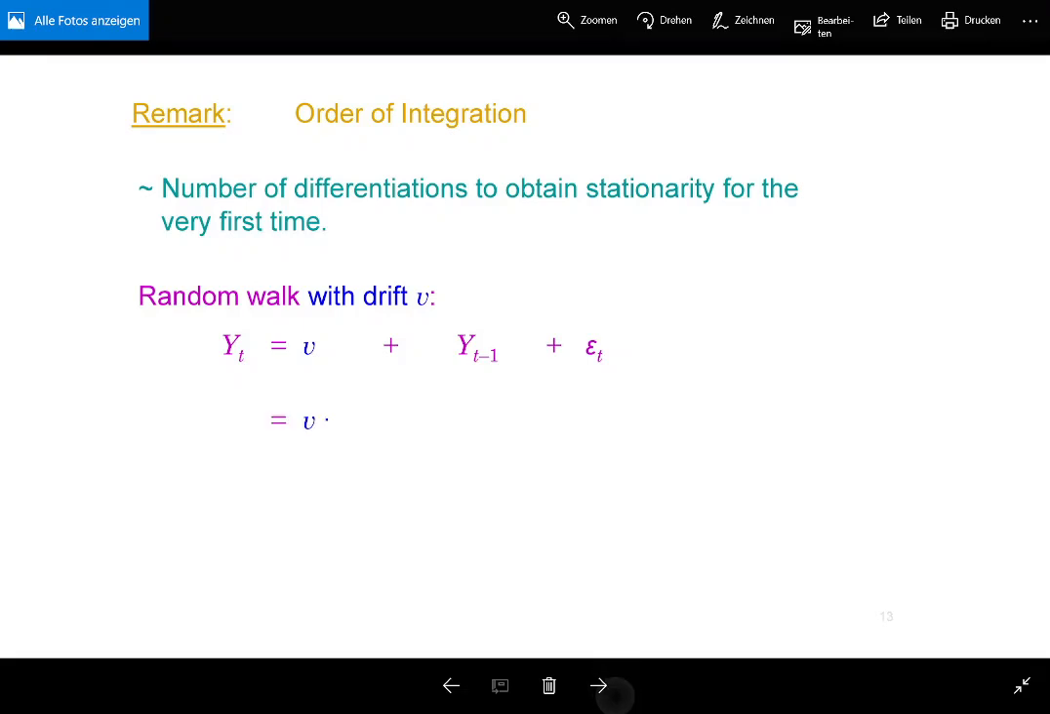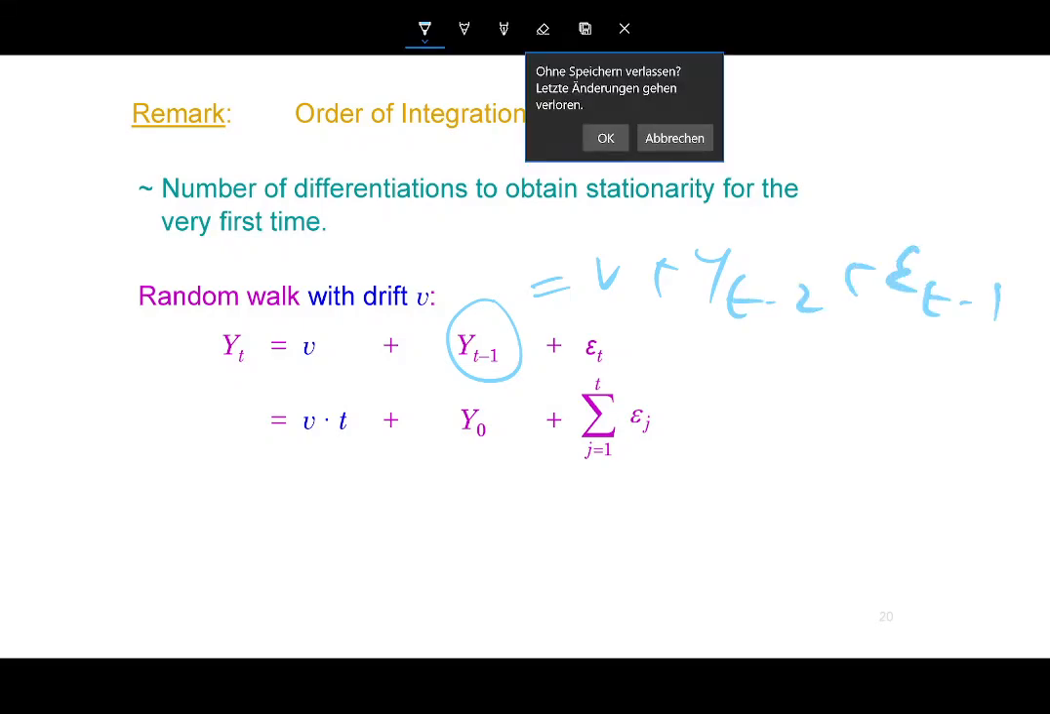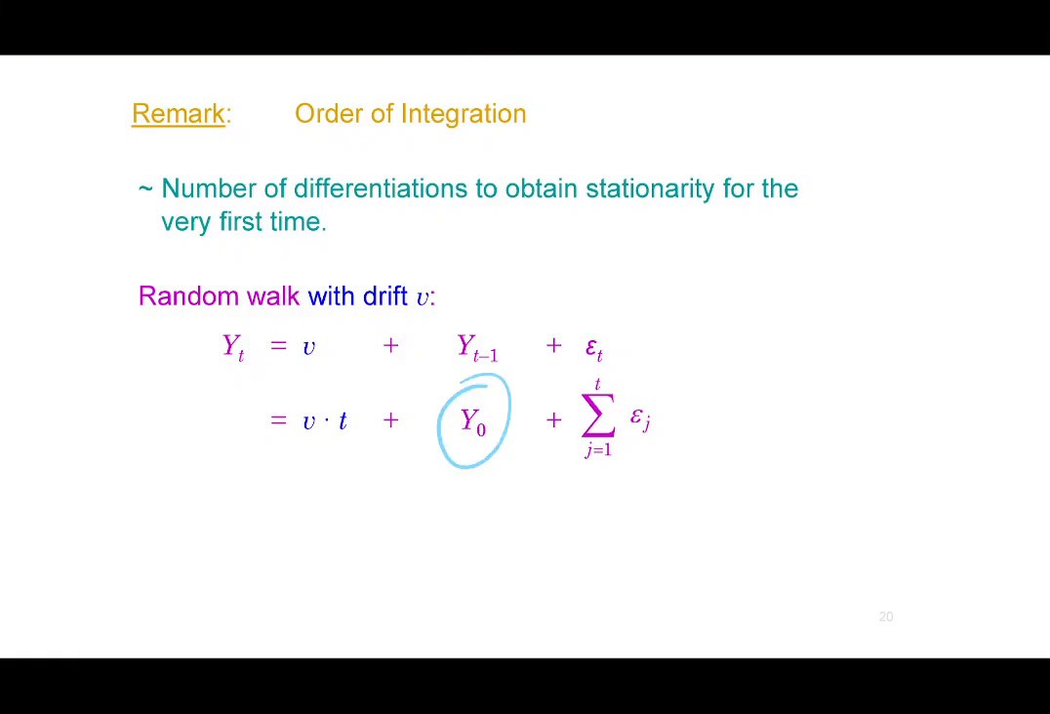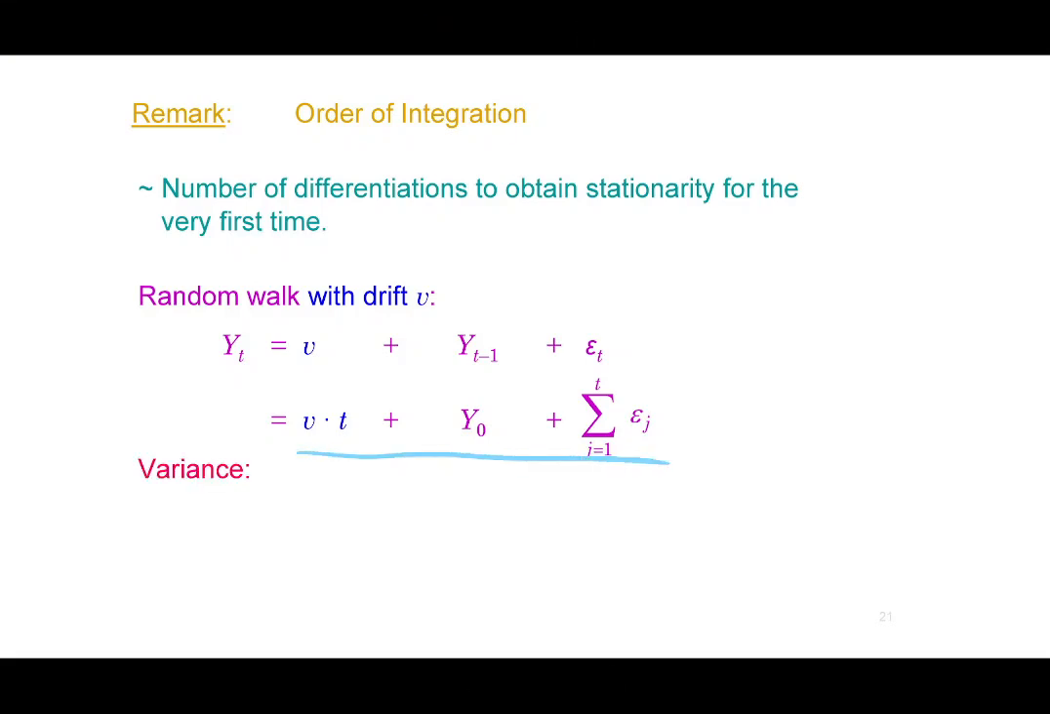But I don't want to go that far. I want to consider this expression, substituting y_{t-1} by the corresponding expression. So you have v plus y_{t-2} plus the noise at time point t-1, and you do this sufficiently many times until you get back the starting value. Let's assume that the process has started at some point somewhere. This is what it would be, and that's the expression that we had last time.